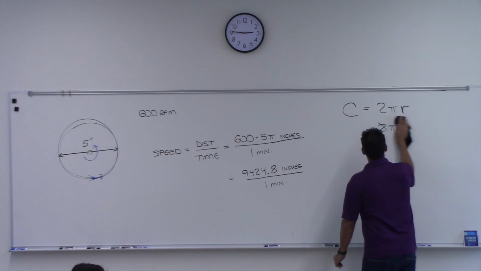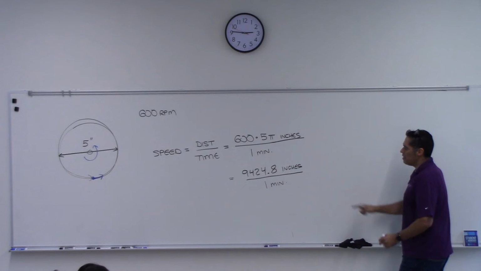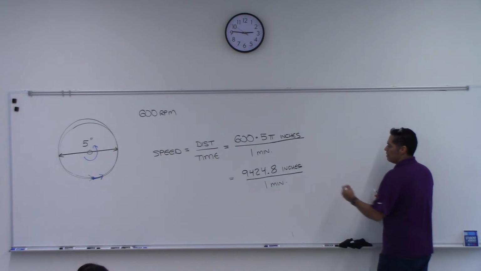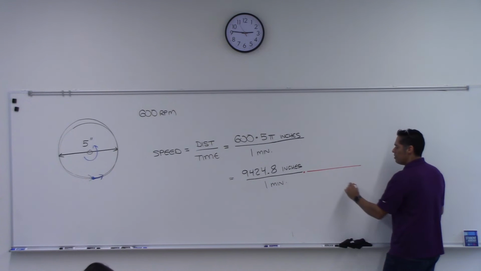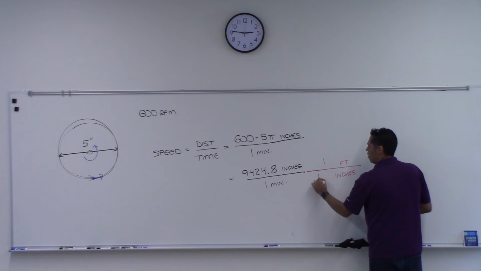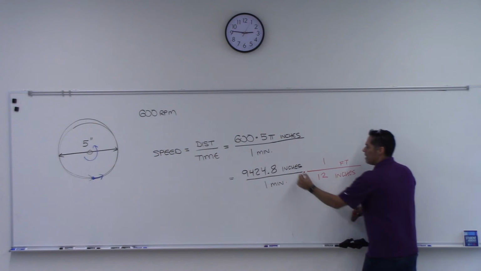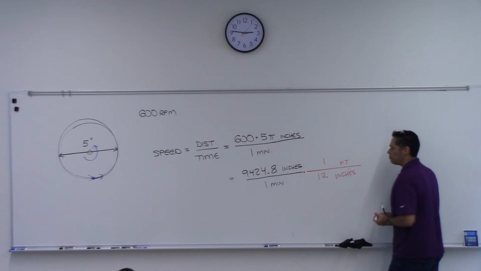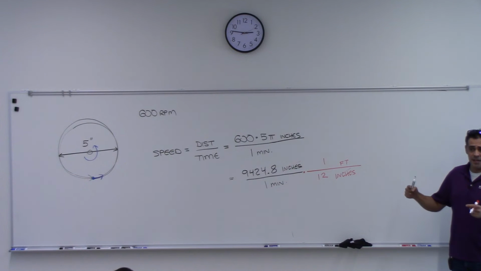To convert to miles per hour, we use conversion factors. We want to get our inches to miles. So first we have to convert inches to feet. Down here I put inches, and here I put feet. 1 foot is 12 inches. I put the inches on the bottom so that my inch units will cancel. That should allow me to get from inches to feet.